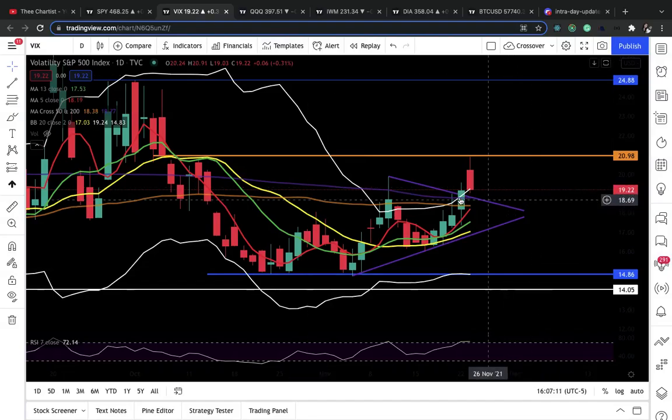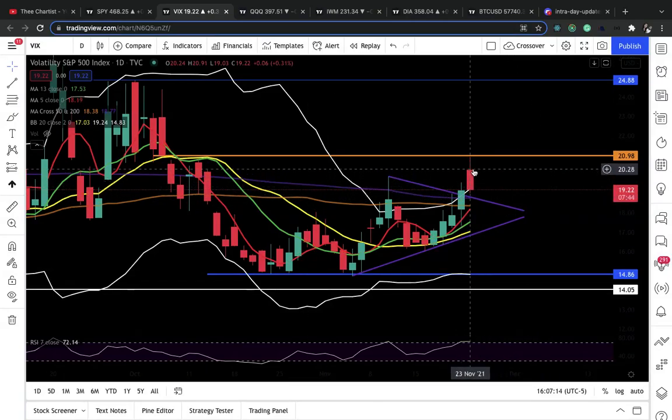Okay, we take a look at the VIX. VIX had a breakout, but look where it was at. It opened all the way above here.